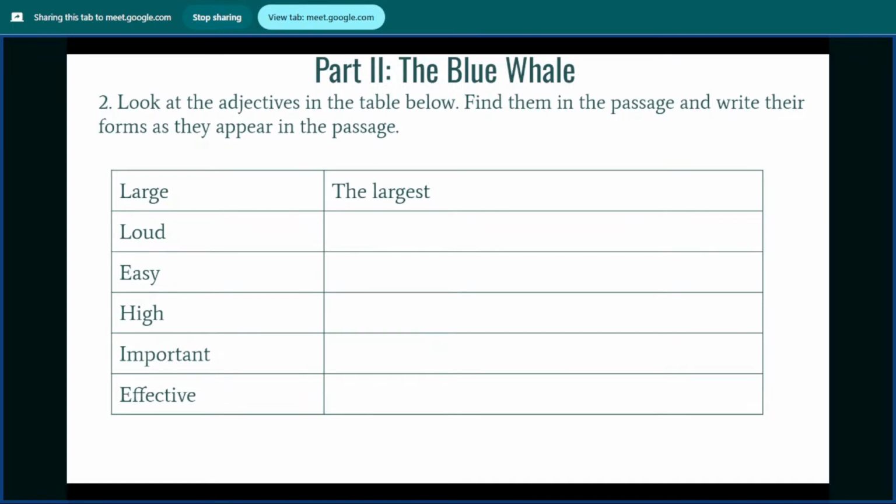Now what you have to do is look at the passage and try to find the adjectives which have been used in their changed form. For example, the word large has been used as the largest in the passage. In the same way, look for the other adjectives, find them in the passage, and write them in their as-is form, because that's what we are going to talk about.